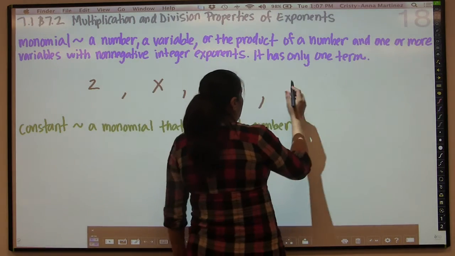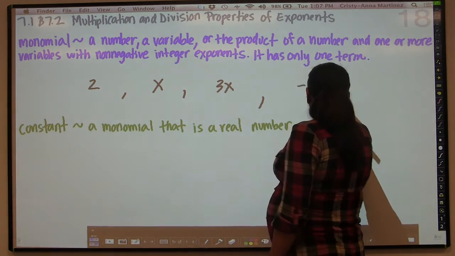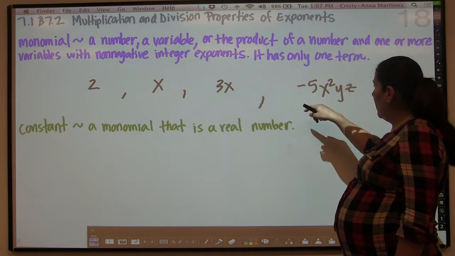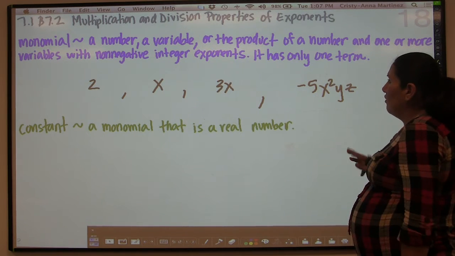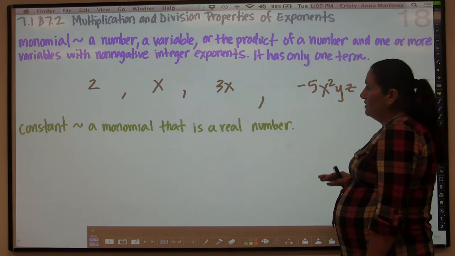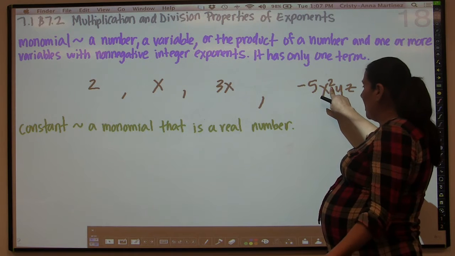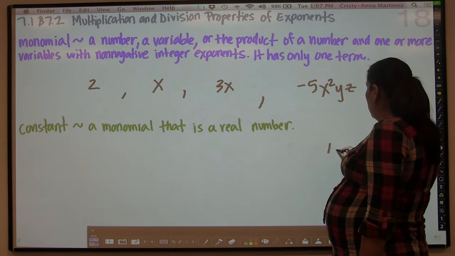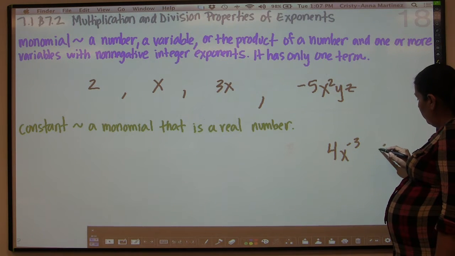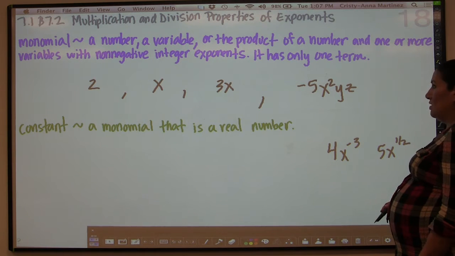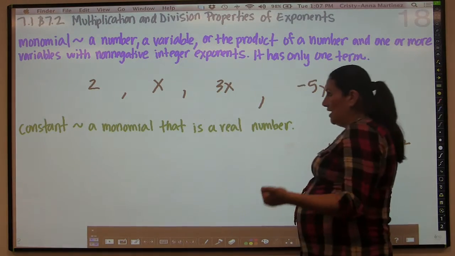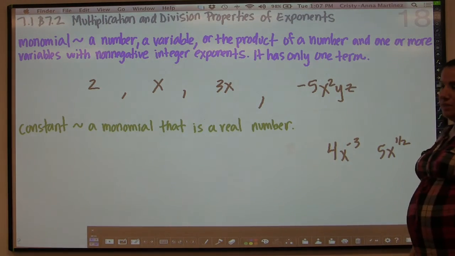And also you could have something that has more than one variable, like 2x squared yz. It has three variables and a number and has some exponents. All of the variables have to have exponents that are non-negative integers. So something like 4x to the negative 3 would not be considered a monomial. Something like 5x to the 1/2 power would not be considered a monomial because the exponent has to be a non-negative integer. So it can't be negative and can't be a fraction.